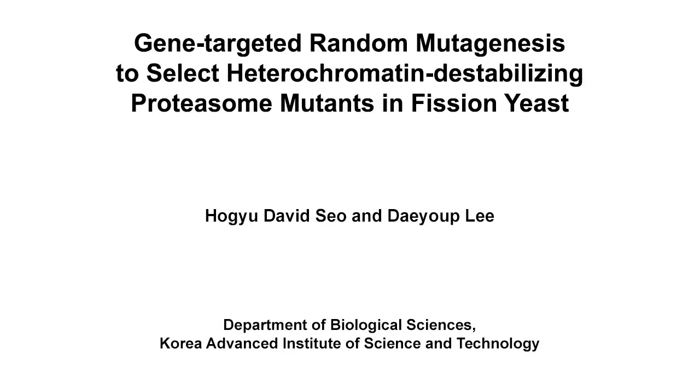The overall goal of this random mutagenesis is to screen for mutations that destabilize heterochromatin. This method can help answer key questions in the heterochromatin field, such as factors that regulate the formation and maintenance of heterochromatin. The main advantage of this technique is that it can specifically target a desired gene for mutagenesis, even if the gene is essential.